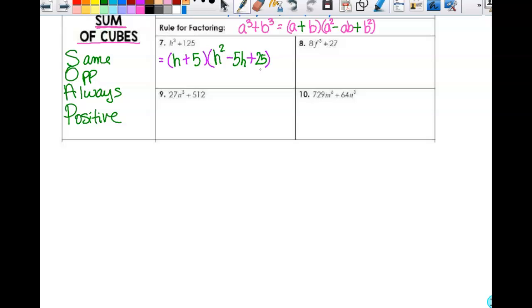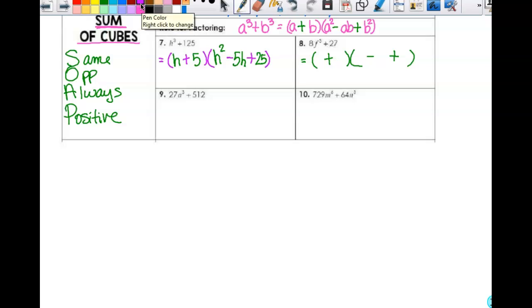See how easy that is? It's really not that bad. You got to know the pattern, and remember SOAP, and you're golden. Okay? So let's do number 8 together. This is a cubed, and this is cubed. So I'm going to start off with little parentheses and big parentheses. Then I'm going to get my signs. Same, opposite, always positive.